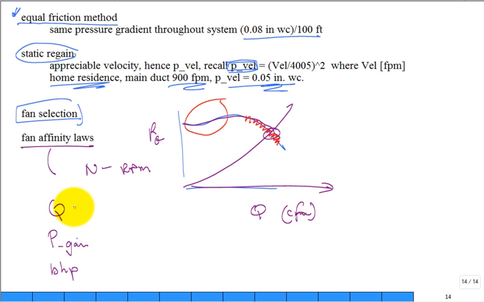So how does the volumetric flow rate vary if I start changing the speed? What is the affinity law, the relationship between Q and N for a fan? It would be proportional. True? It's a centrifugal fan. It's throwing it off the tips of the blades. What is the relationship between the pressure gain in the fan and the speed of the fan? You can guess, right? N to the what power? Squared. And then the brake horsepower? N cubed.